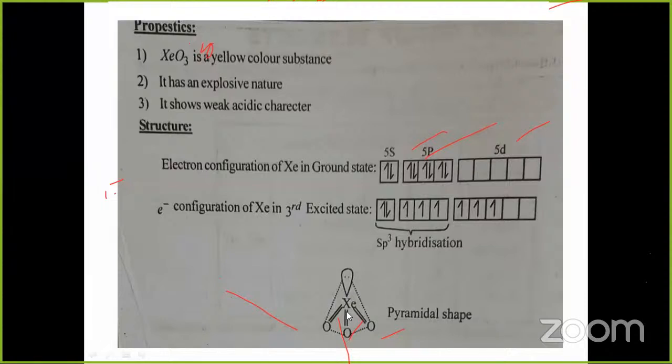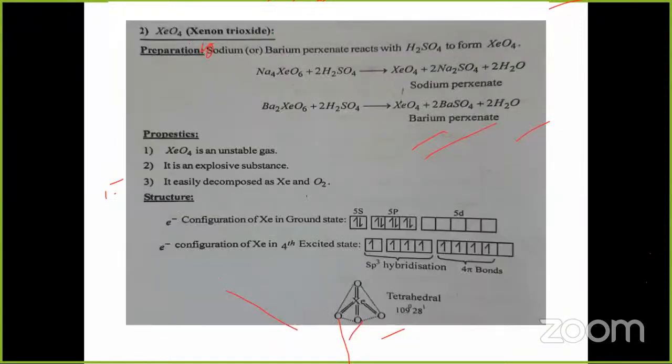Xenon has 3 sigma bonds, 3 pi bonds, and 1 lone pair. Remember, around xenon, 3 sigma bonds are present, 3 pi bonds are present, and 1 lone pair. The sp3 standard geometry is tetrahedral. Due to the lone pair electrons on xenon, the geometry changes from tetrahedral to pyramidal. And this is xenon tetraoxide, XeO4, an unstable gas and explosive.